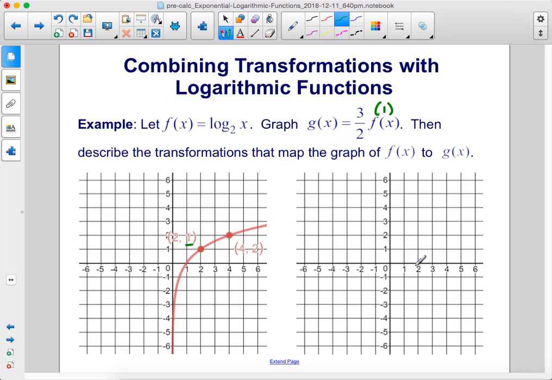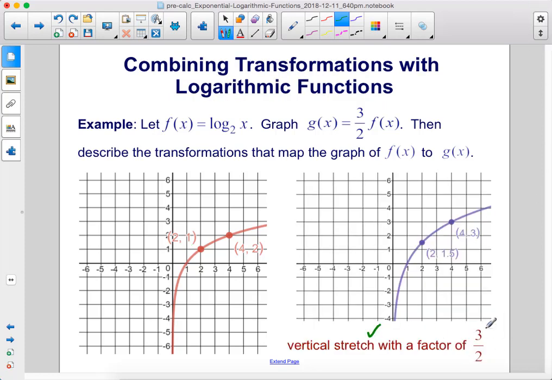So the point over here will be at an x value of 2, but a y value of 3 over 2. This point is at x value of 4 and the y value of 2. So we take that 2 and then multiply it by 3 over 2 and we get 3. So the new point will be there. And when x equals 1, it's 0, and 0 times 3 over 2 is 0. So this point remains right where it is. But now the graph looks something like that. We've had a vertical stretch away from the x-axis. Vertical stretch with a factor of 3 over 2.